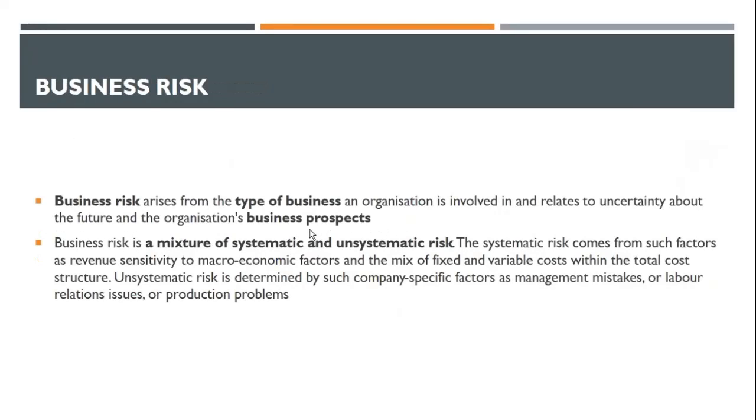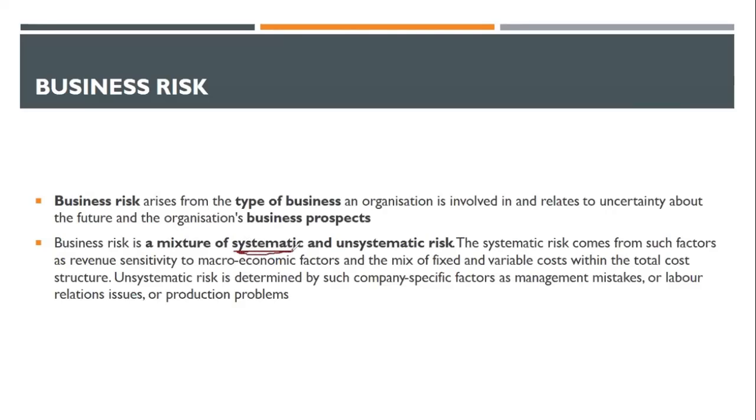Business risk, I explained to you what business risk is. We say that a business risk arises from the type of business, and a business risk is a mixture of systematic and unsystematic risk. The systematic risk comes from such factors. Systematic risk is the risk because of the total economy.